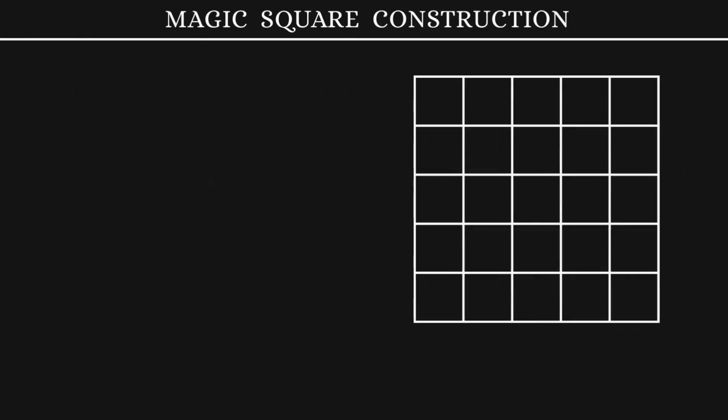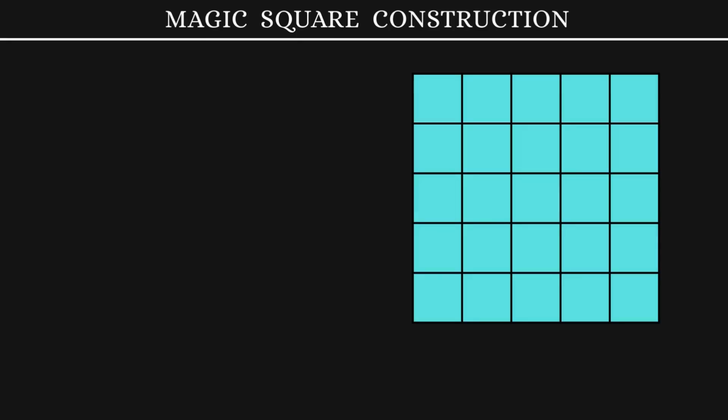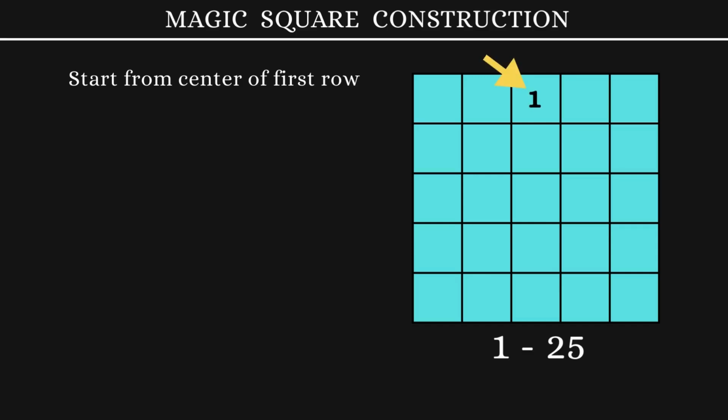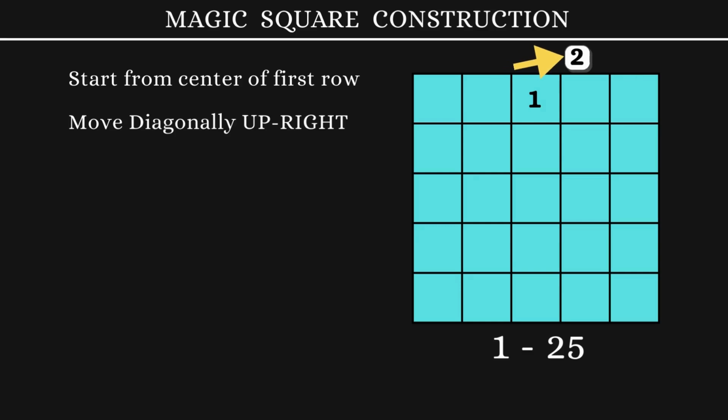This is a 5 by 5 magic square. So in total, there are 25 numbers. We'll be using the numbers from 1 to 25. Let's begin from the center of the first row. 1. The next number will have to be placed diagonally upright, which means here.